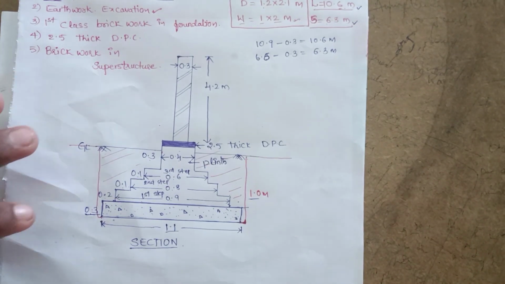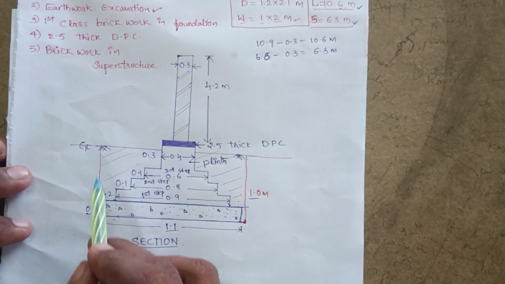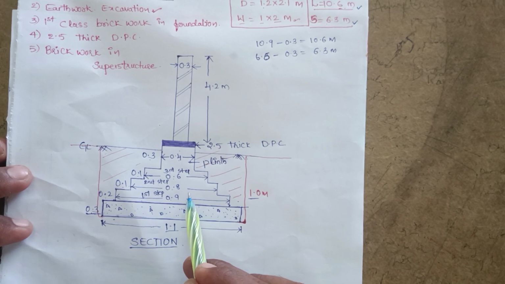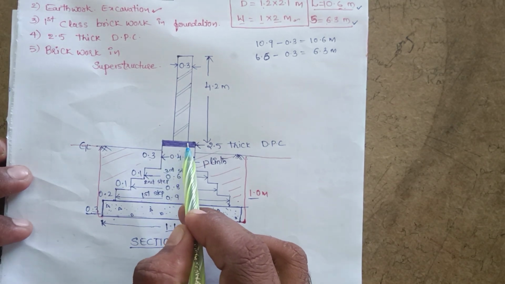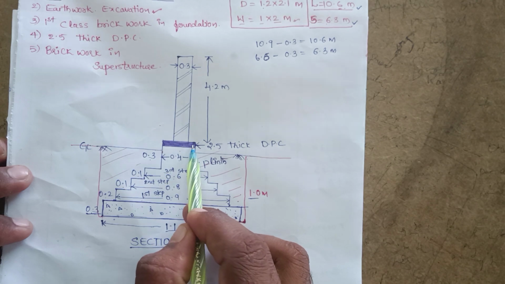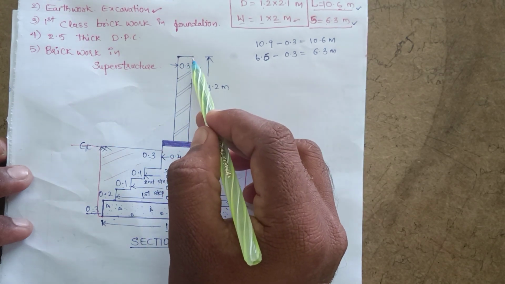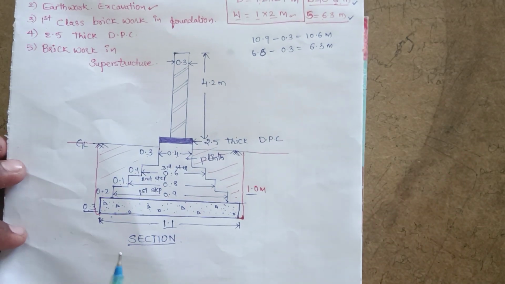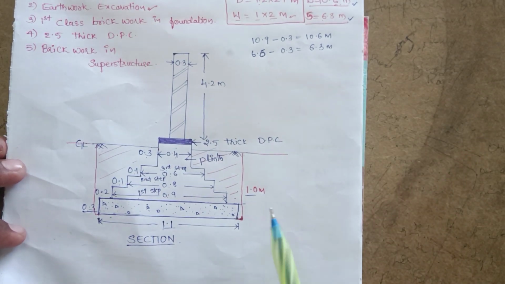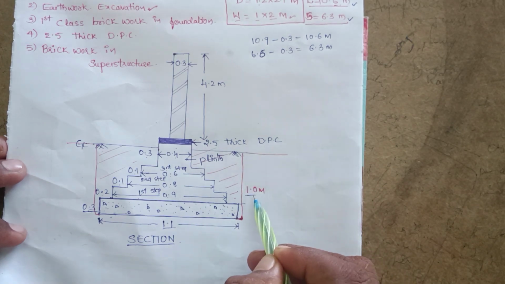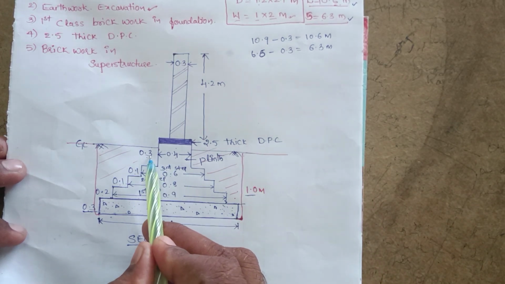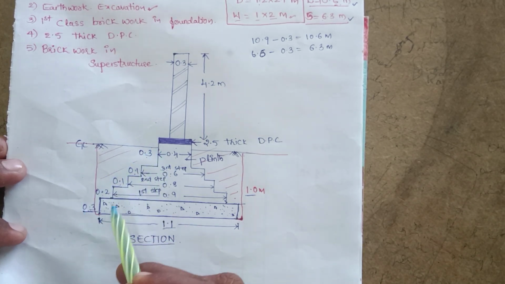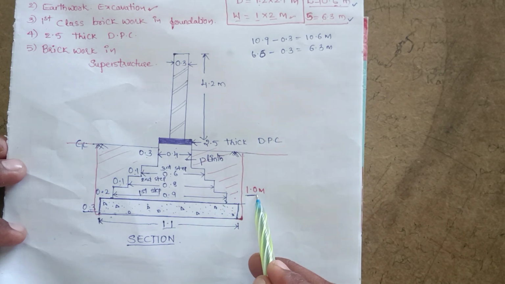Here is the detailed section of the plan, which shows the earthwork excavation, PCC, and first class brickwork in foundation as first step, second step, third step, and the plinth level, which has the 2.5 thickness DPC. This is the superstructure, which is above the ground level, with a height of 4.2 meters. We need to calculate the earthwork. For that, we need to calculate the depth first. This is 1 meter. How? 0.3, 0.1, 0.1, 0.2, 0.3. We sum up all these lengths and we get 1 meter.